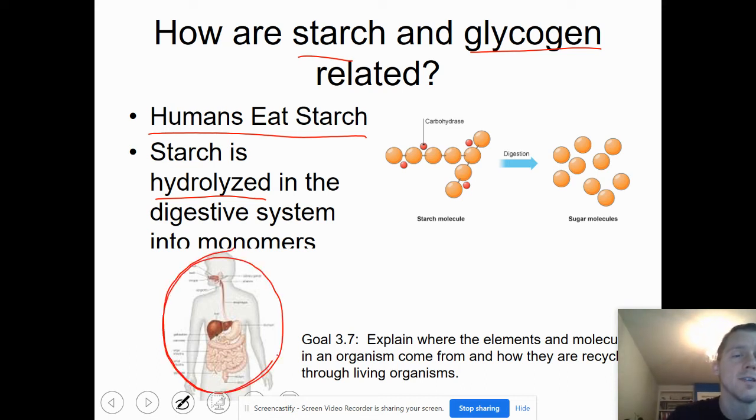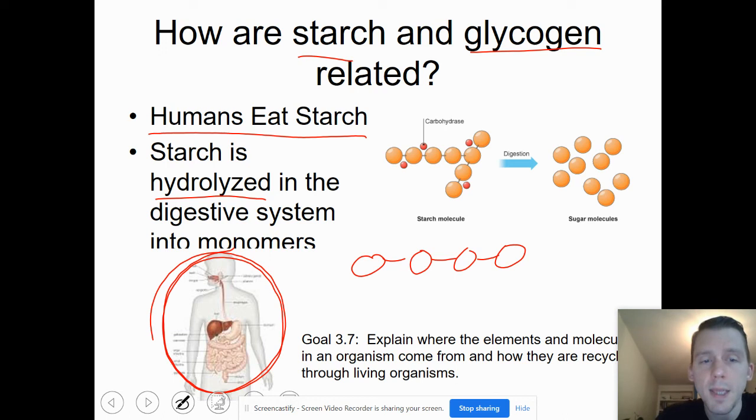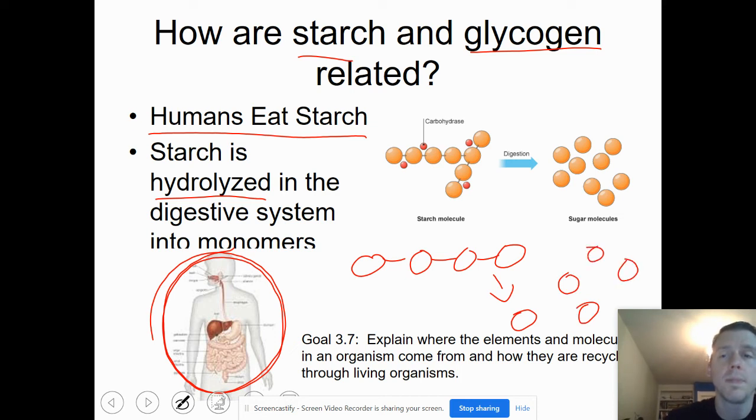This is our digestive system down here in the lower left. And our digestive system is going to break the polymer into monomers. So remember, starch was a long chain of glucoses, and our stomach and our intestines are going to break that chain up into individual pieces. So we are breaking starch down.